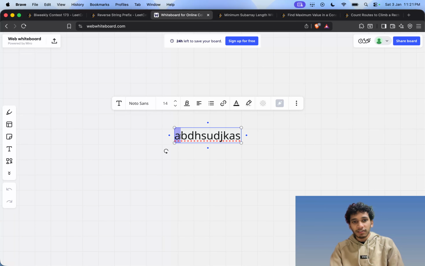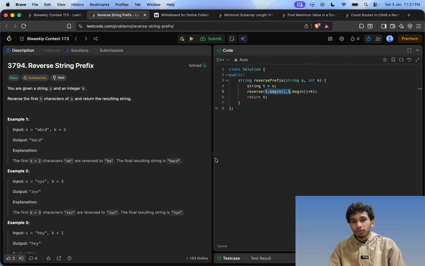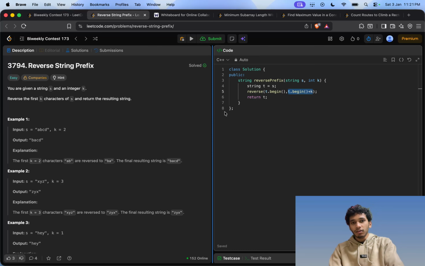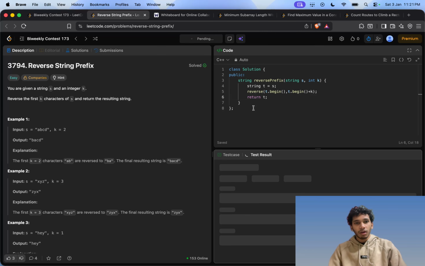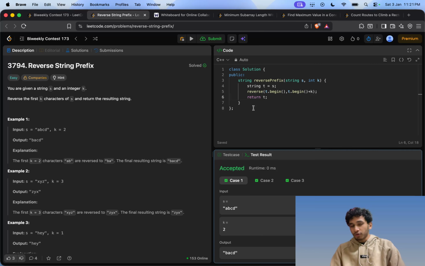So up till which length do we need to iterate? K lengths. This is the first length, this is second length, this is third length, this is fourth length, and similarly up till which length we need to reverse, we just write it as t dot begin plus k, and then we just reverse it and return the new string. This was it for the first question, and it was very simple if you just knew the predefined function which is available in C++.